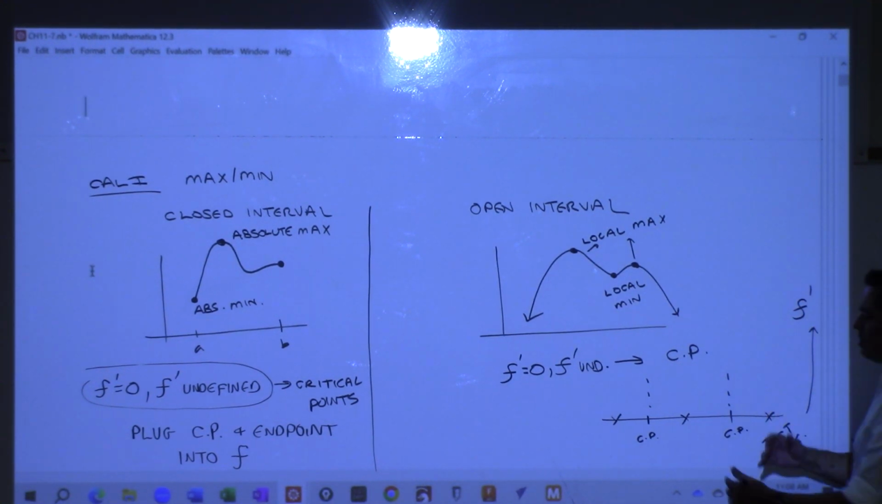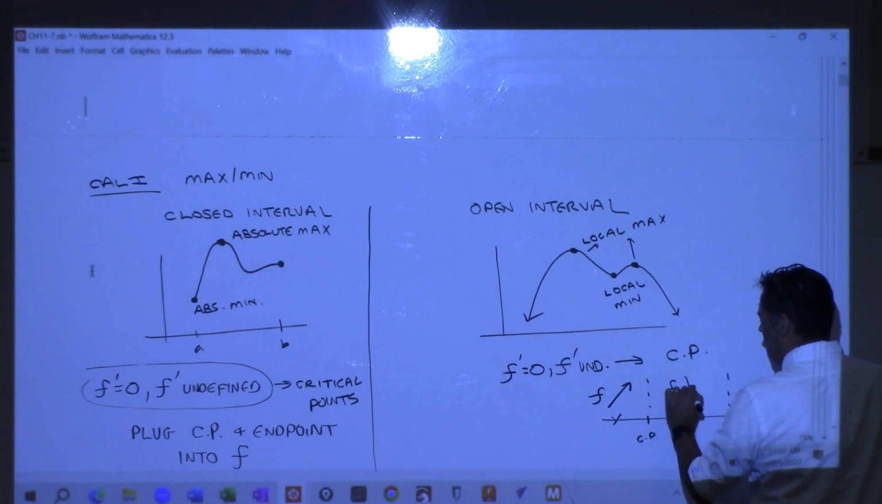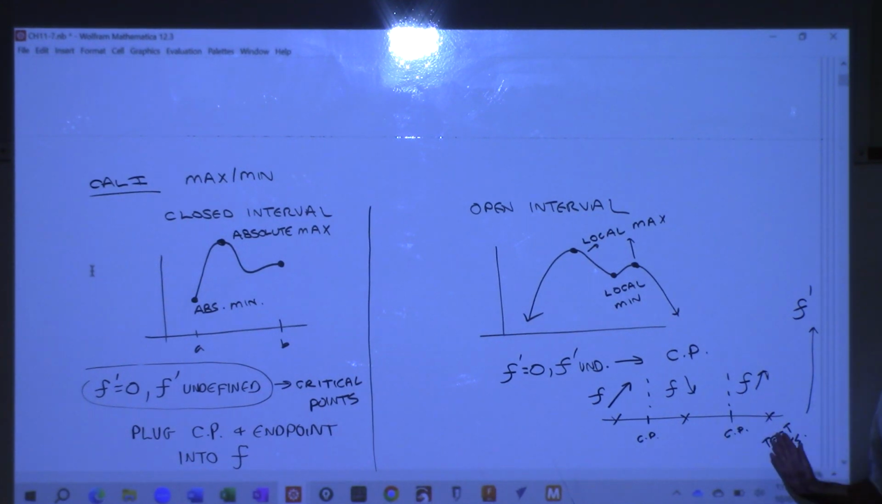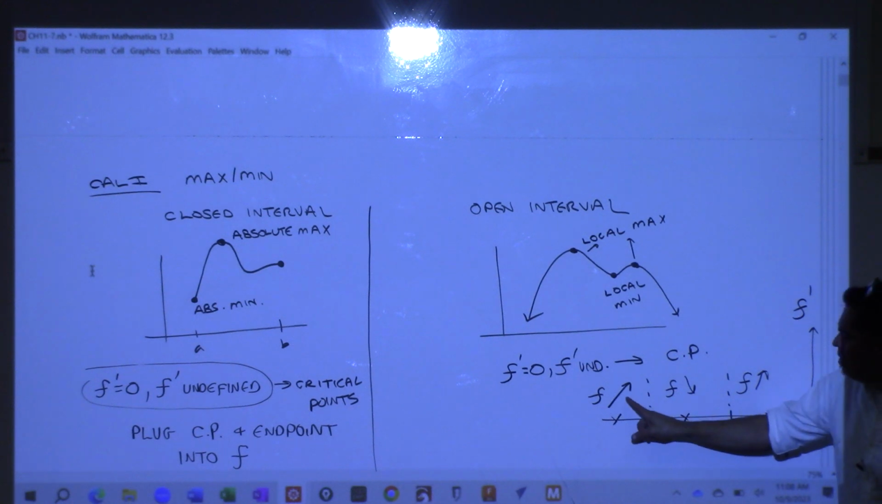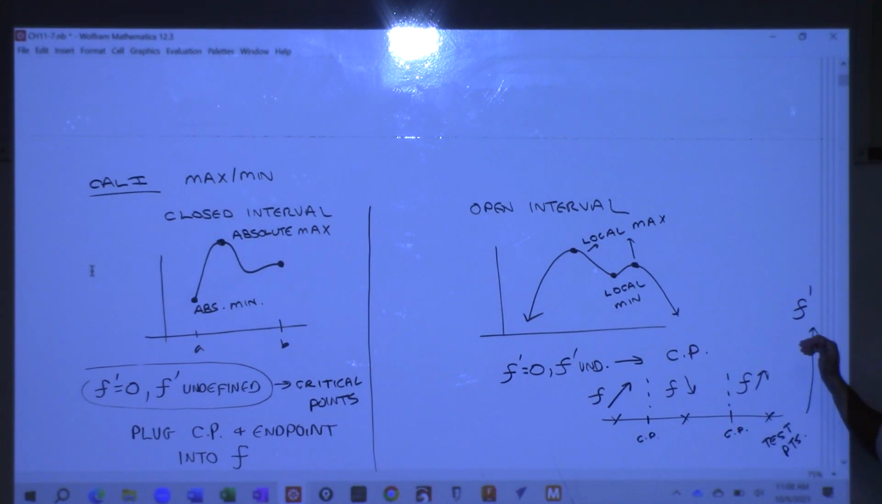So you can figure out where your original function goes up and down and maybe back up by looking at the derivative. By analyzing the sign of the derivative, you can figure out where it goes up and down. And then from there you can say, oh, look, it went up and then down, so that must be a local max. And here it went down and then up, so that must be a local min. So these are the two different techniques.